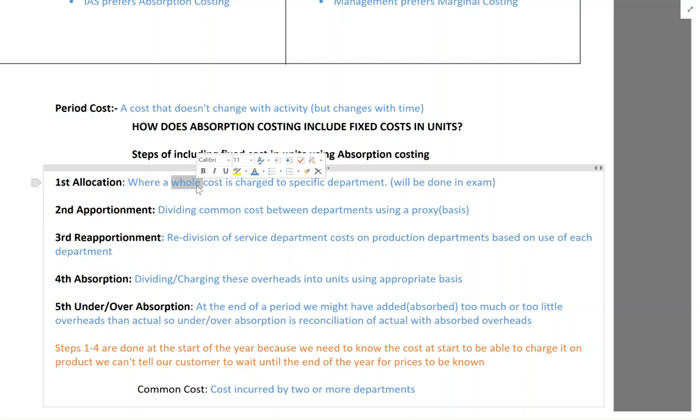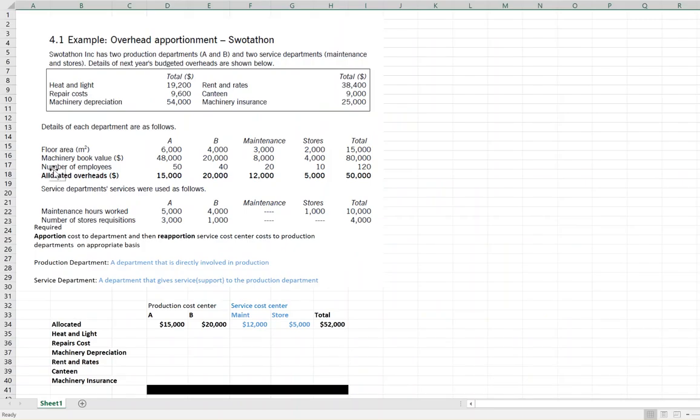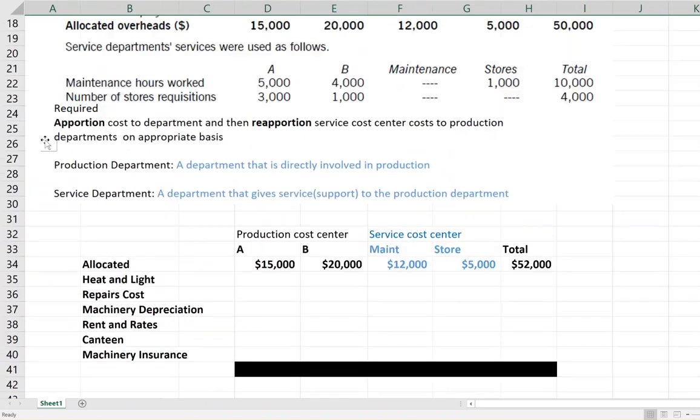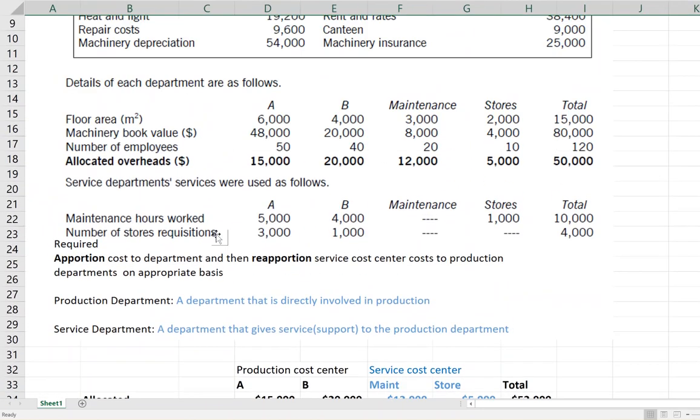So let's look at the apportionment step in a question. Okay, required: apportion cost to the departments and then reapportion service cost center to the production department. We will now only focus on apportionment.